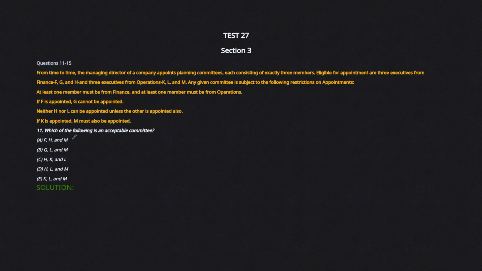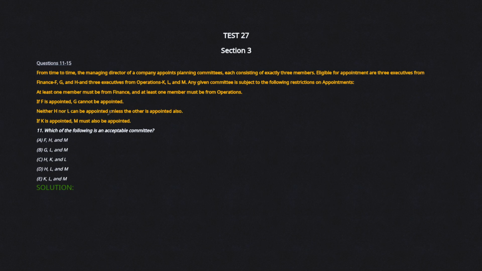Okay. Moving on to the question. 11. Which of the following is an acceptable committee? Okay. So let's see. F, H, and M. Let's go over the conditions. The first one is at least 1 member must be from finance and at least 1 member must be from operations. It checks out the first one because F is from finance and M from operations, so that one is ticked. If F is appointed, G cannot be appointed. Okay, yeah, we have F but no G, so okay.